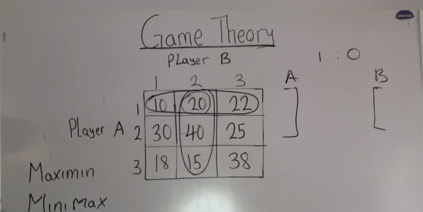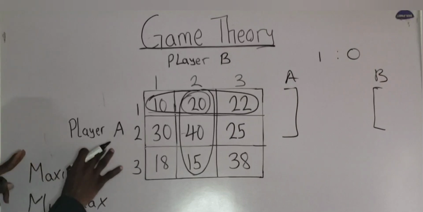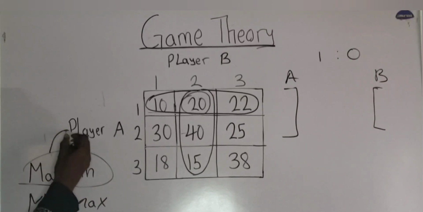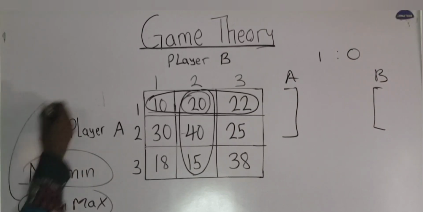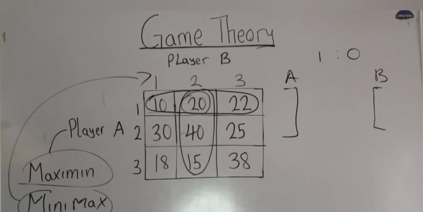Player B will try to minimize the maximum loss. You understand? So player A is adopting this principle and player B is adopting what? The minimax principle. It is very important to note that.